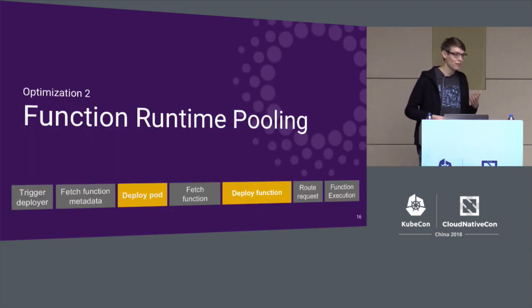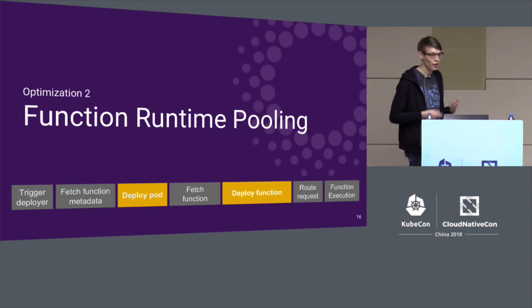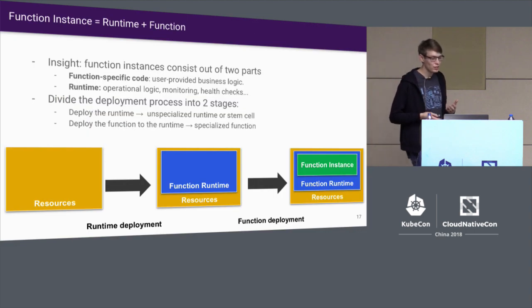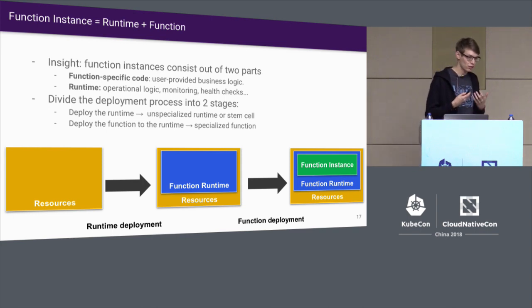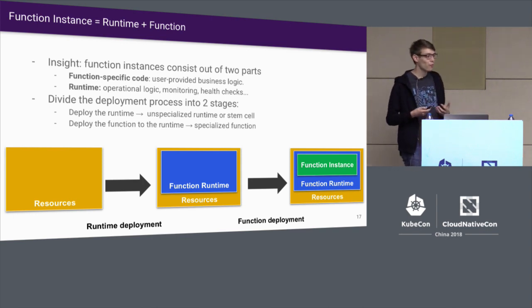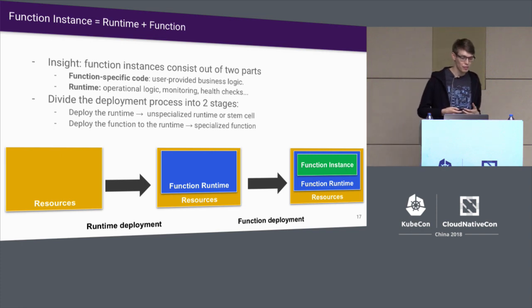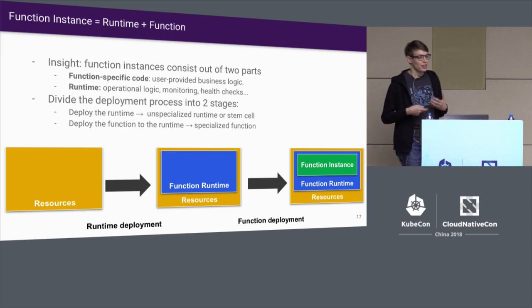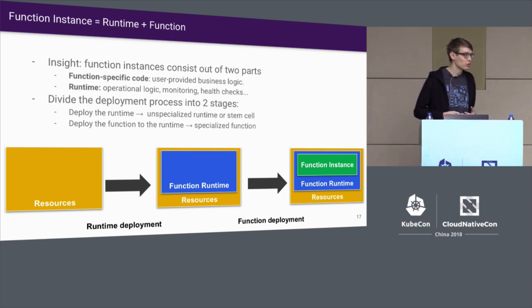So not only can you share the resources between and after your function instances are running, you can also try to share them before the deployment or during the deployment. And basically the insight here is that the function instance as a component consists of two parts. One part is the function-specific code, which is basically the code that you as a user provide. Basically, it's all your business logic. And the other part is the runtime. So that's basically all the operational logic that's necessary to actually make this function instance executable, monitorable, and so forth.